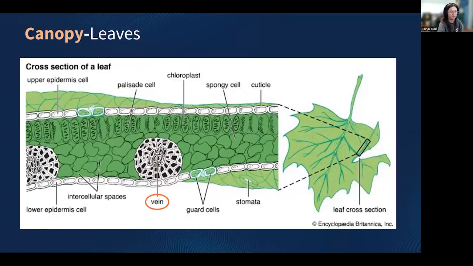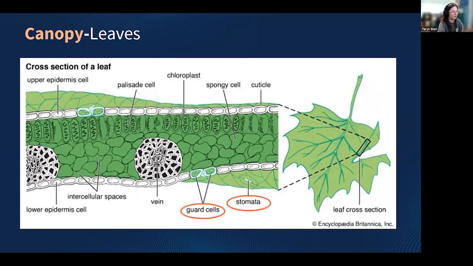And then we have veins that run throughout the leaf. So this is the zone where water, nutrients, and the sugars produced during photosynthesis, as well as other products produced by the tree, are channeled through the leaf to the stem and vice versa.